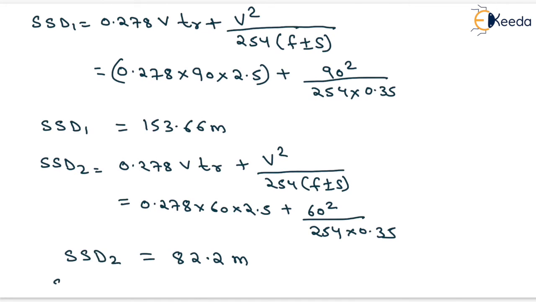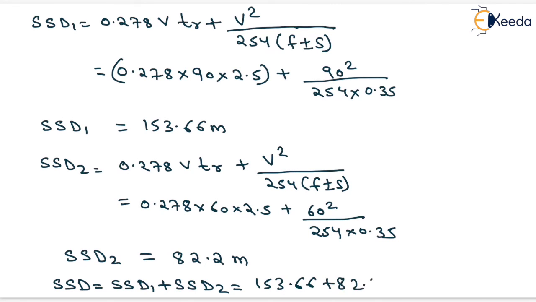Now the total stopping sight distance will be equal to SSD1 plus SSD2. On adding these two values, that is 153.66 plus 82.2, it will be equal to 235.85 meters. That will be the stopping sight distance.